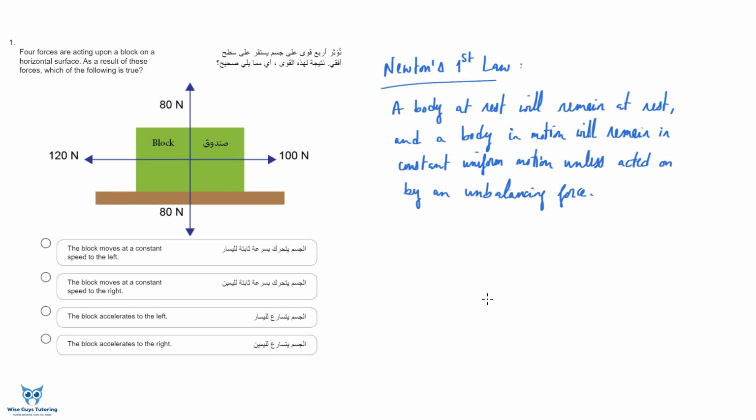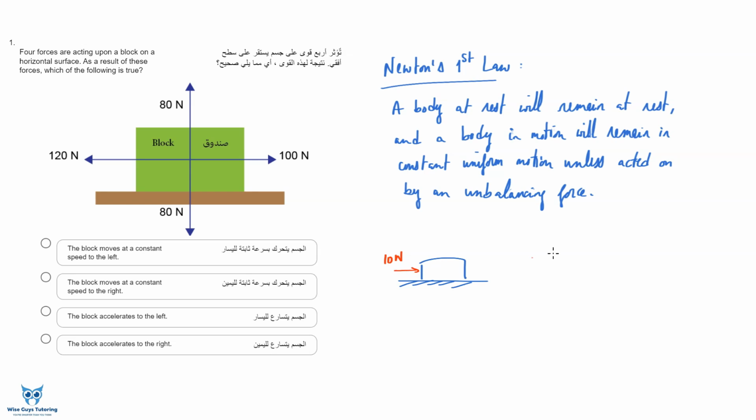Bam! So it says, a body at rest will remain at rest, and a body in motion will remain in constant uniform motion unless acted on by an unbalancing force. Let's see what that means. Imagine I have a box over here. Here's my famous box. And let's say there's a force pushing it to the right with 10 newtons. So because this force is all alone, we would say this force is unbalanced. There's no other force to balance it out.